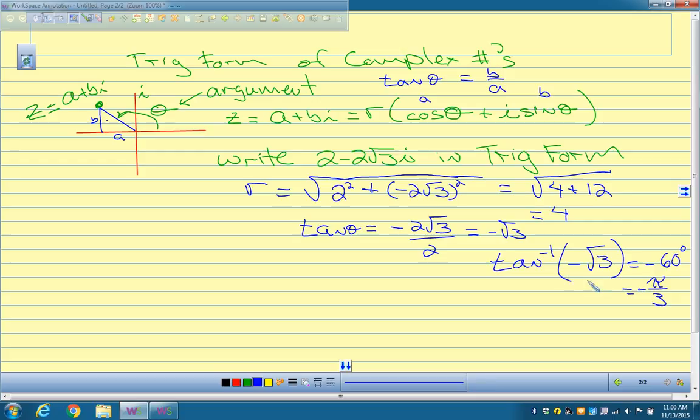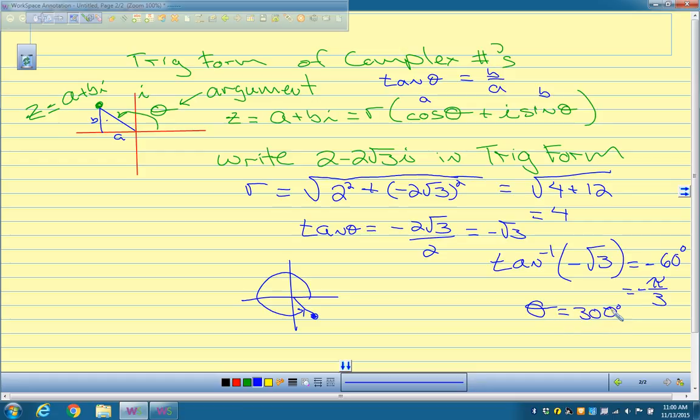When you take an inverse, there's only going to be one answer, okay? But where is this point? If I go over 2 and down 2 root 3, I'm going to be down here. But I'm not allowed to call it negative 60, because that angle has to be a positive angle. So how can I get there other than going negative 60? 300. So theta is equal to 300 degrees, okay?